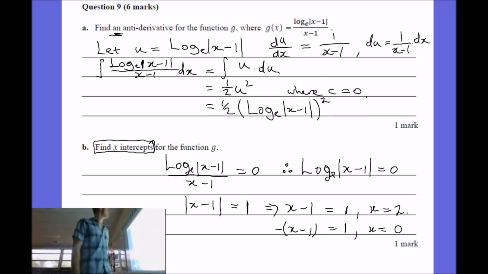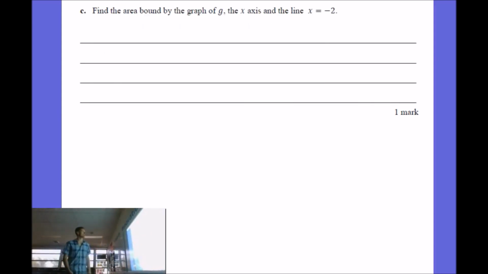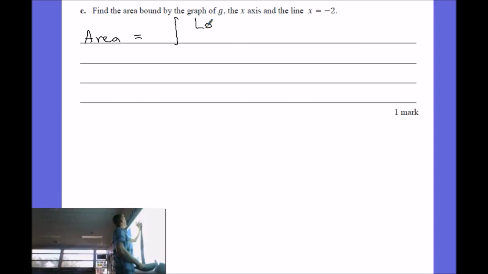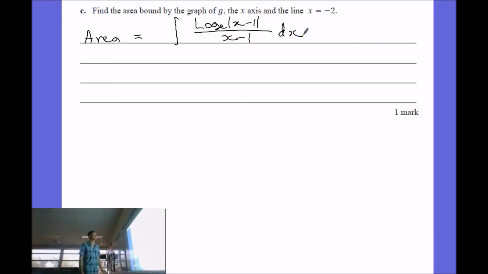Okay, so then what's next? Find an area. Find the area bound by the function and the x-axis and the line x equals minus 2. All right, so for an area of this function, we're going to be doing an integral of log e of the modulus x minus 1 over x minus 1 dx. All right, so we know what the antiderivative is going to be.